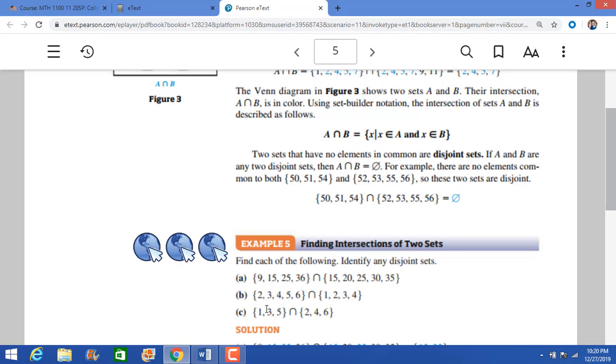What about these two? Well, these are odd and these are even, so obviously there's nothing in common here, and these are two disjoint sets.